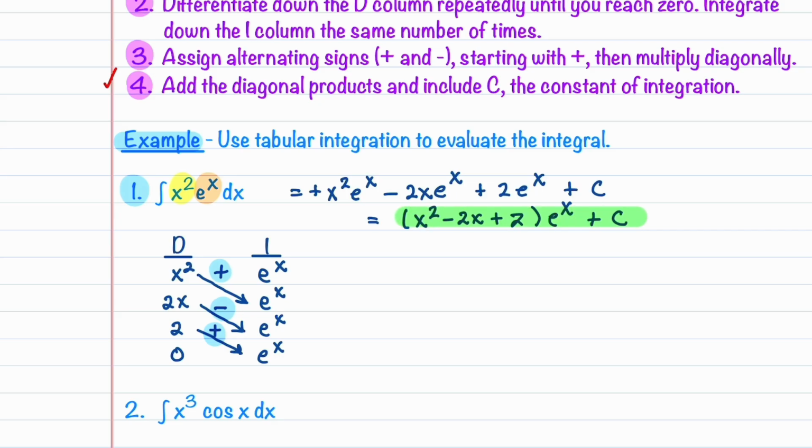And there's our answer. If you were watching this entire lecture, you might want to go back to example 3 because we actually did this problem and it seemed much harder. Tabular integration is just great for saving time for these types of problems.